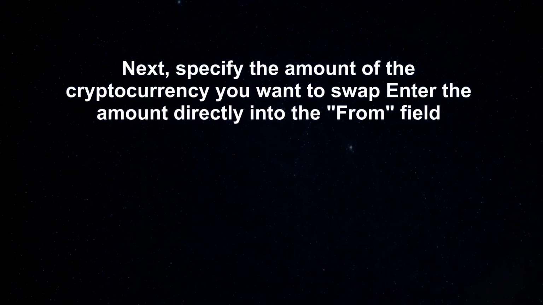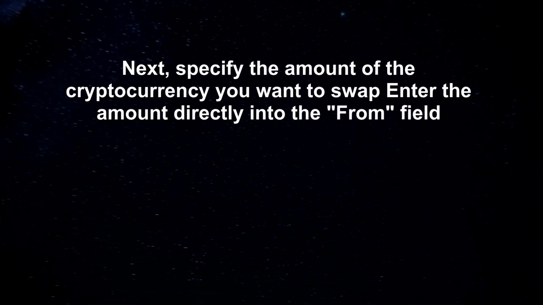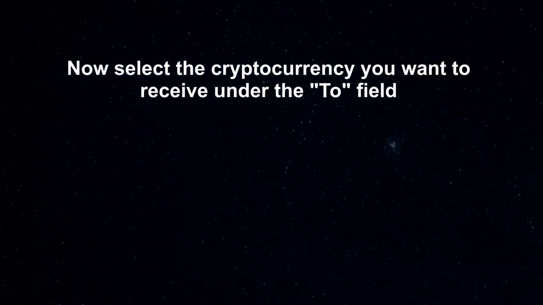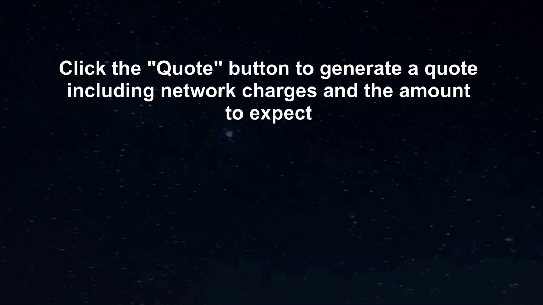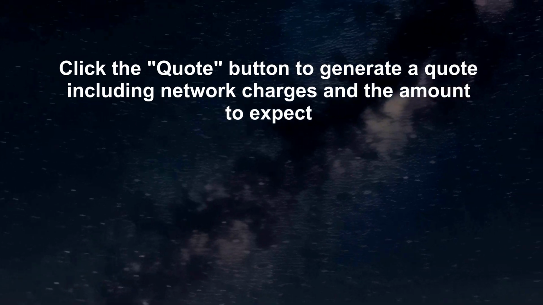Next, specify the amount of the cryptocurrency you want to swap. Enter the amount directly into the From field. Now select the cryptocurrency you want to receive under the To field. Click the Quote button to generate a quote including network charges and the amount to expect.